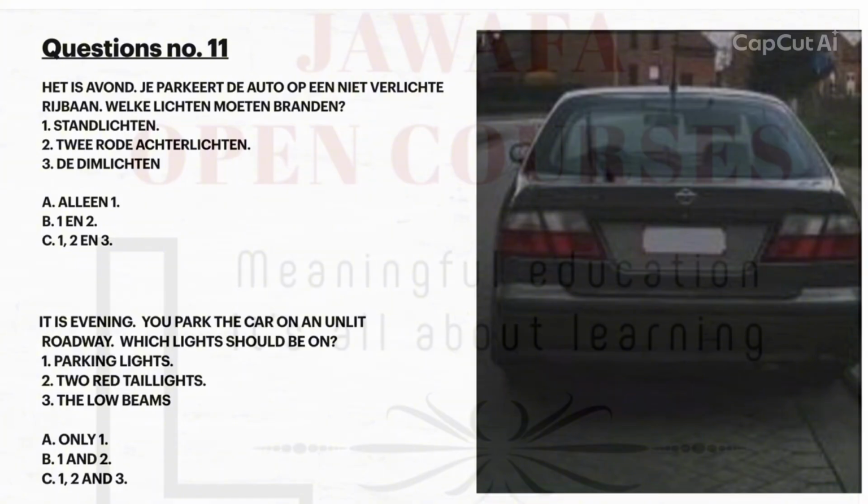Option number A is that you only need to turn on the very first one, which means just the parking light. Option number B is that you have to turn on the first and second lights, meaning the parking light and the 2 red tail lights, those 2 tail lights located at the rear. And option number C is that you must keep all 3 lights illuminated, the parking light, the red tail lights, and the low beams. So you need to select one of these options.